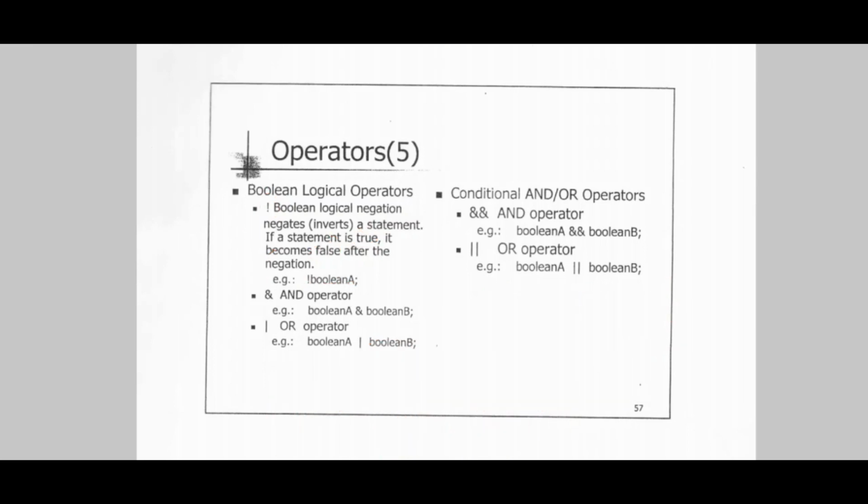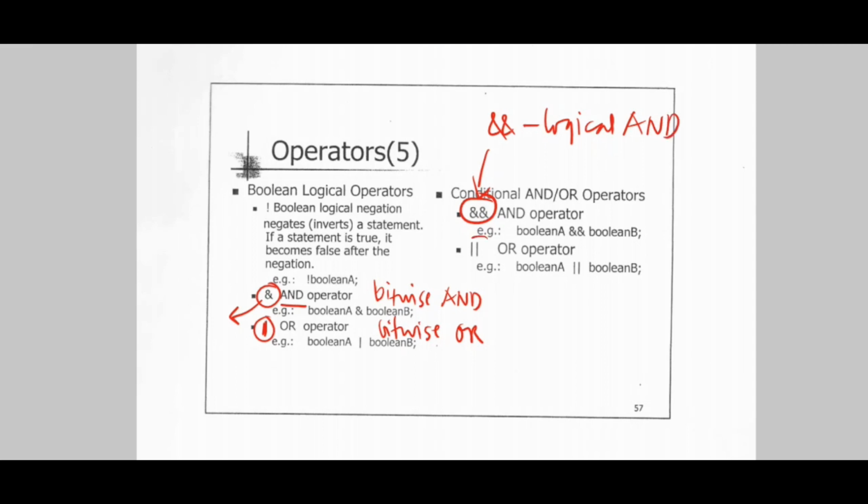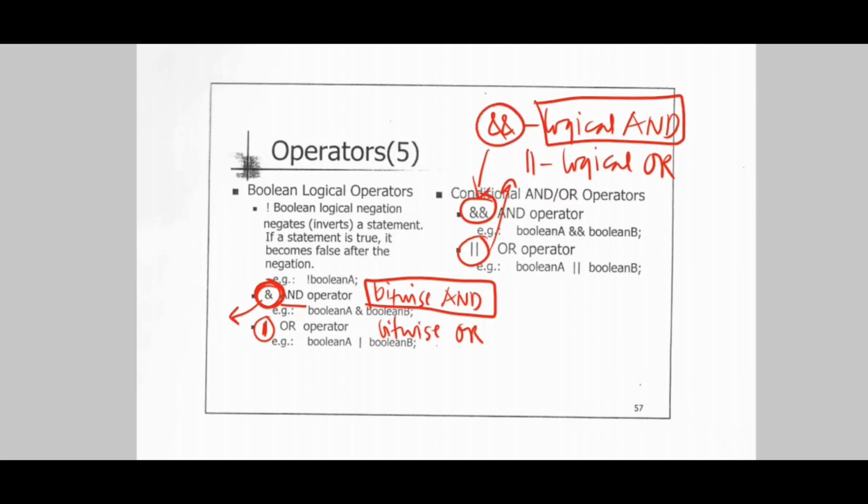The next Boolean logical operator is this one, which is equivalent to AND. And this one is the OR. The ampersand, if it is only a single symbol, would perform bitwise AND. The single vertical bar would also perform bitwise OR. If the operator has two symbols, this is now the logical AND, and this one is the logical OR. What is the difference between the bitwise AND having only this symbol and the logical AND having two ampersand symbols?